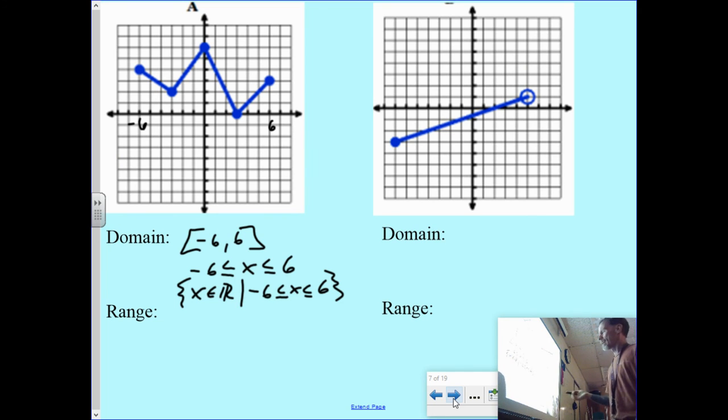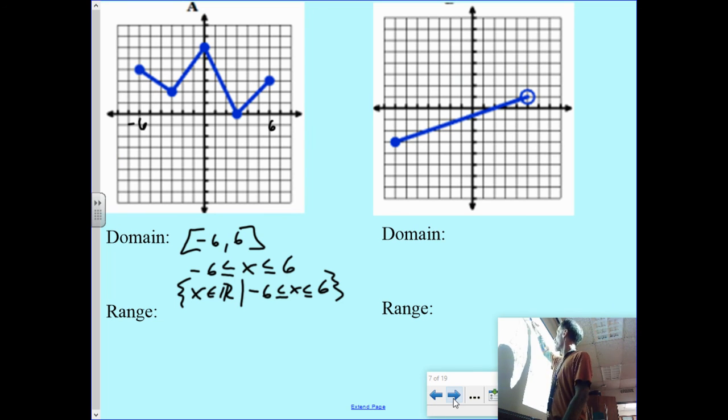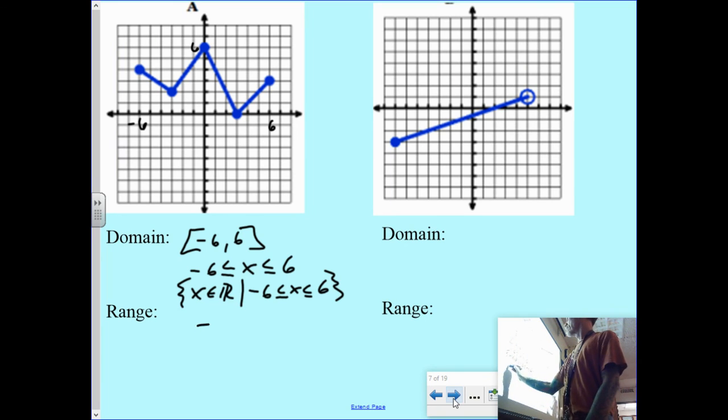Range, you do the exact same thing, but now we go from low to high, the y value. So notice my lowest value is 0. My highest value is 1, 2, 3, 4, 5, 6. 6 again. So my range is going to be from 0 to 6. And again, it's inclusive, it includes those endpoints. You're filled in, so it'll be the bracket again. Okay? And again, you can do the same thing with the inequality and set-builder. I'm not going to do that just for the sake of time. Let's move over to the one on the right here.